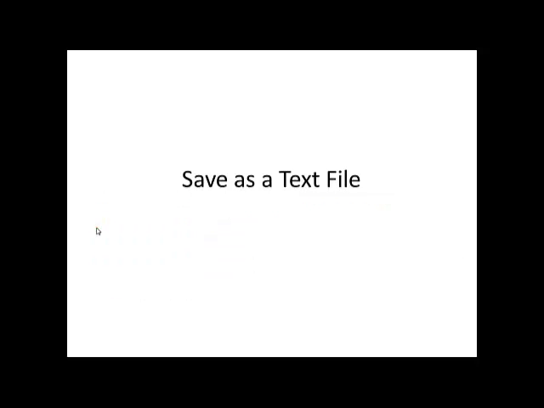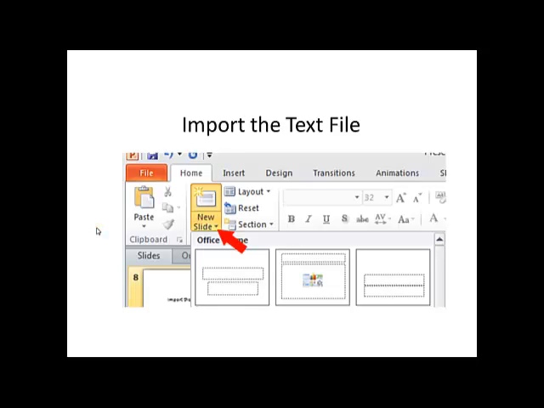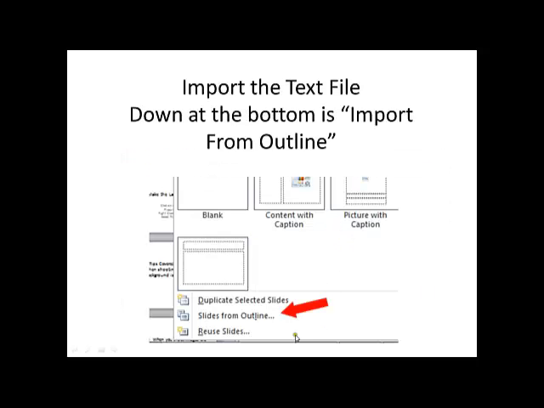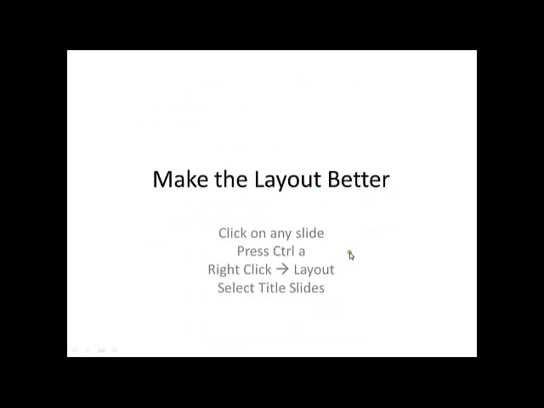So we're going to save that as a text file. We can't do this with a Word file. Then we're going to go into PowerPoint and create a new file. Going to go to the new slide, and the little arrow creates a drop-down of all kinds of templates. And way down at the bottom, there's slides from an outline. So we're going to import from an outline. At that point, it will look kind of funky, and you'll see that in a minute. What we're going to do is make the layout look better.